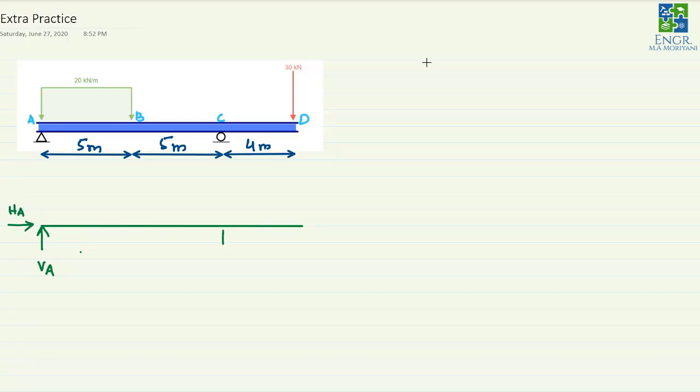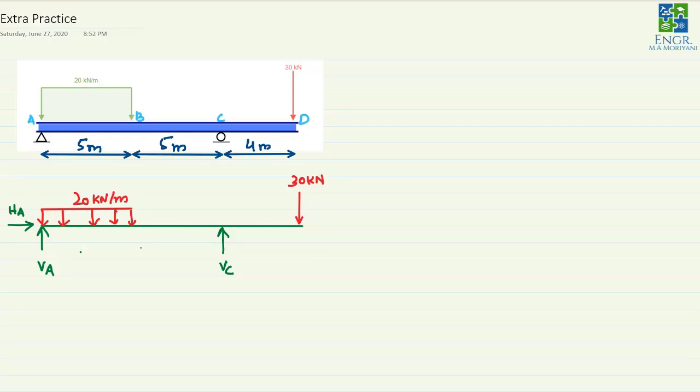The other force is at point C, because we have to replace the roller support with an unknown support reaction, which we will name VC. For the loading condition, we have a uniformly distributed load from A to B, with an intensity of 20 kilonewton per meter. And then we have a point load at point D, with a total magnitude of 30 kilonewton. This is our free body diagram. We have to find the values of HA, VA and VC.